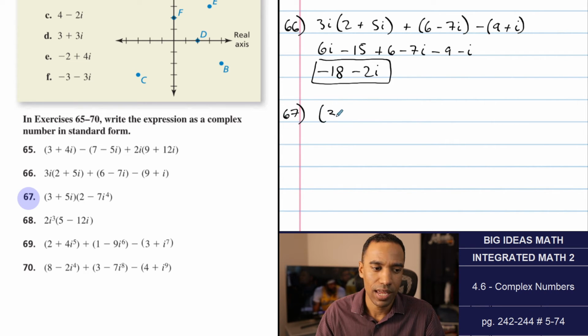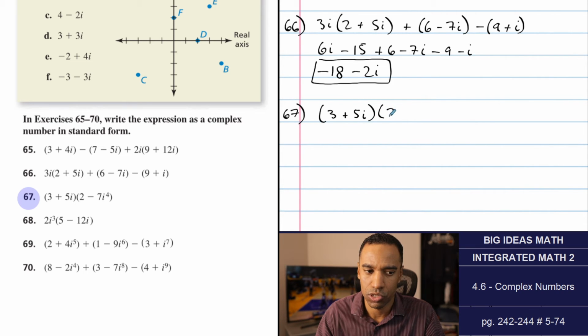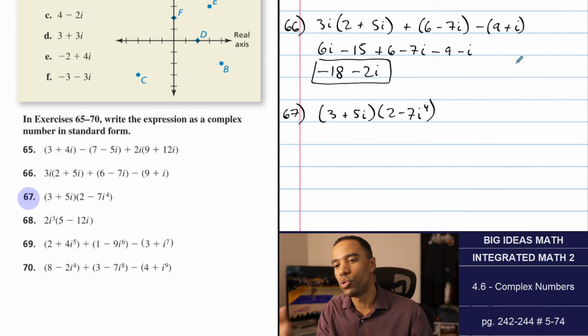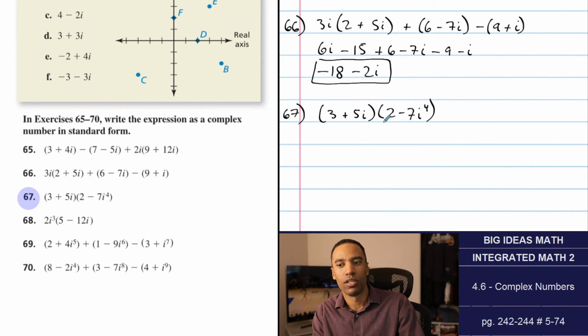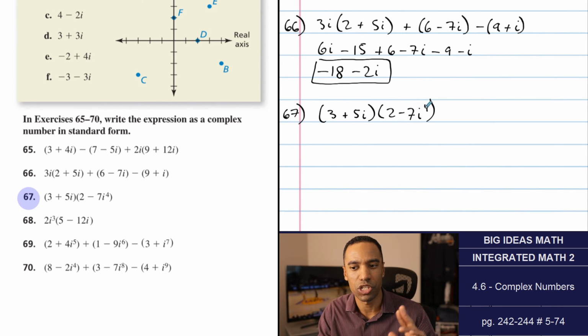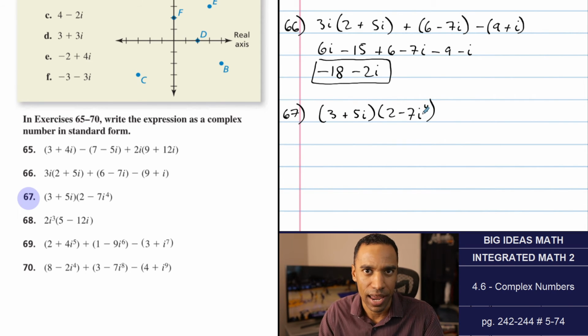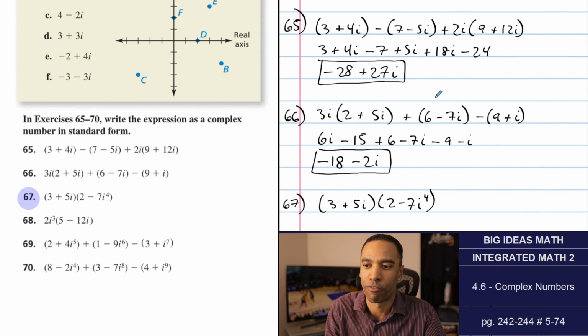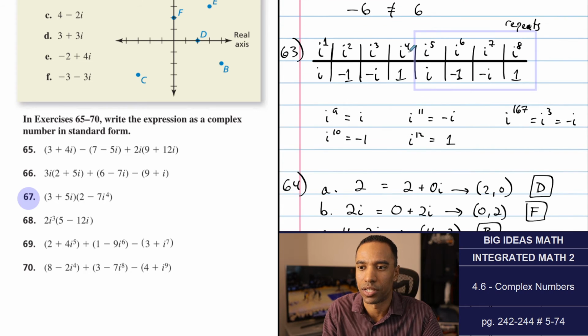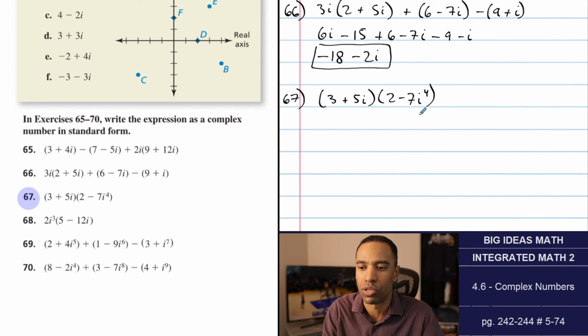We have 3 plus 5i times, okay, here's one of these, 2 minus 7i to the 4th. You have two ways of going about this. You can either leave it as it is, or you can change it now. I want to change it now and simplify. Remember what i to the 4th is? It's 1. So you know what negative 7i to the 4th is?